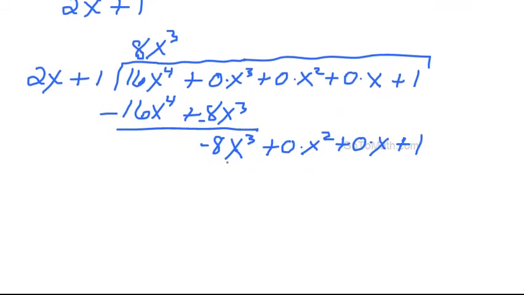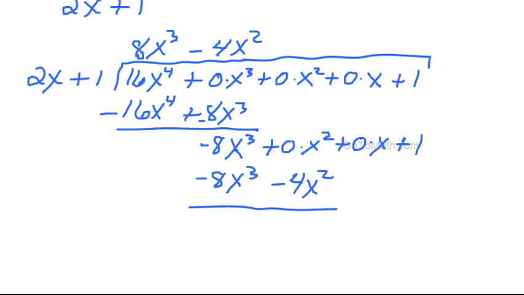Now we got 2x goes into negative 8x cubed. We got minus 4x squared. So that's going to be negative 8x cubed minus, right, so 4x squared times 1 is 4x squared. And we go minus, that makes that a plus, and that a plus. So we end up with 4x squared plus 0 times x, then plus 1.